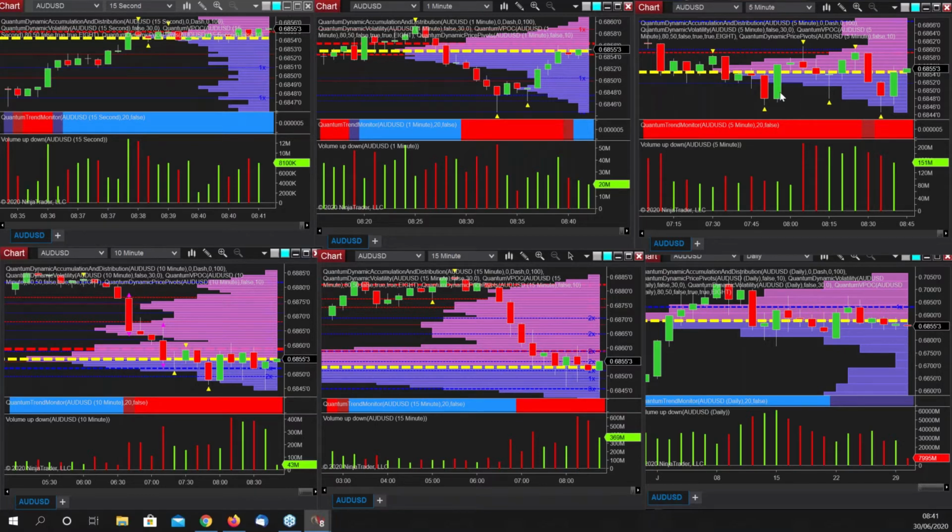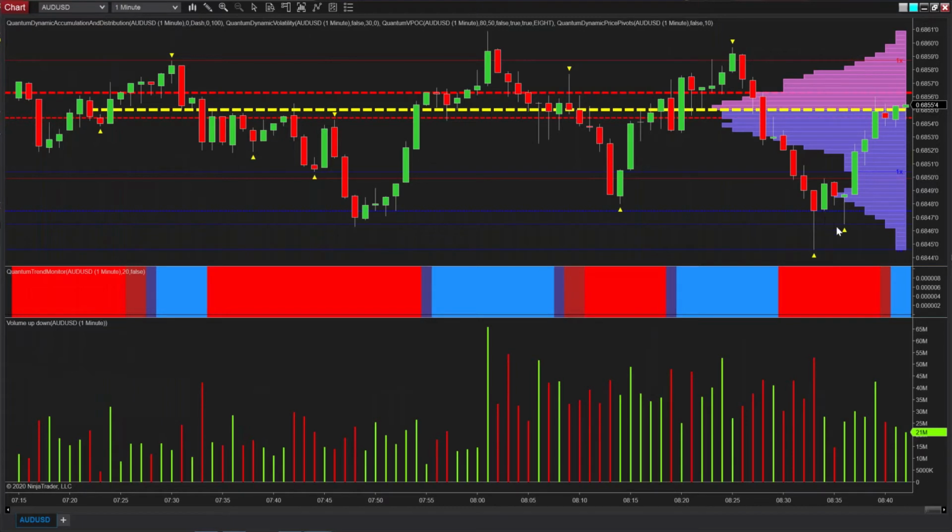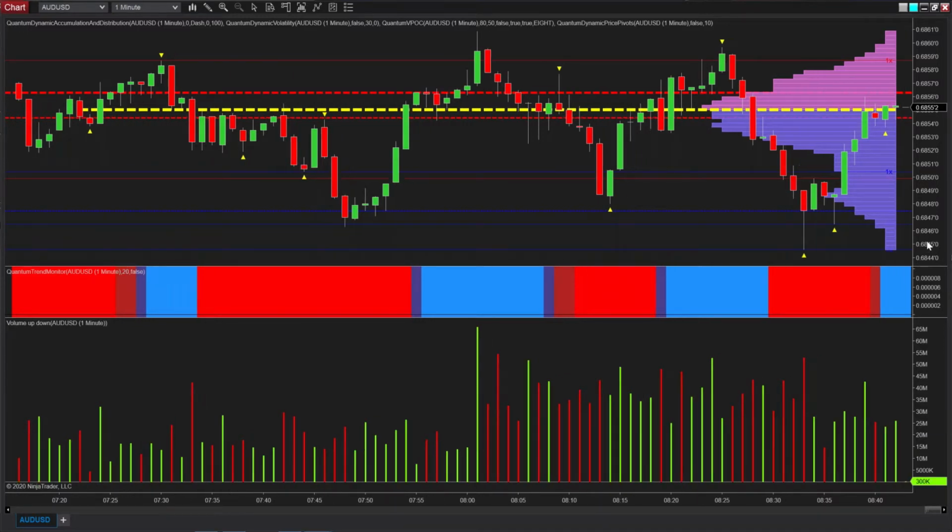And as you can see, we've got the VPOC, the volume point of control, in evidence on pretty much every single chart. Let's just pop this one up, the 1 minute. Nice little example of VPA in action here. What have we got with this candle? And bear in mind, obviously, we're channeling here. This is a very tight range. We're trading from 45 to 60. So we're in a 15 pip range here.